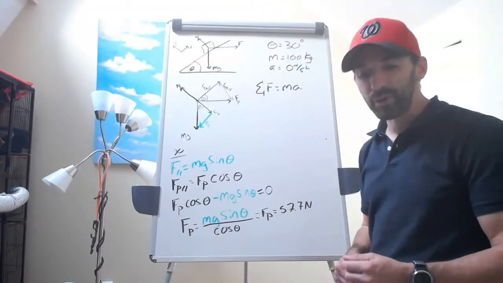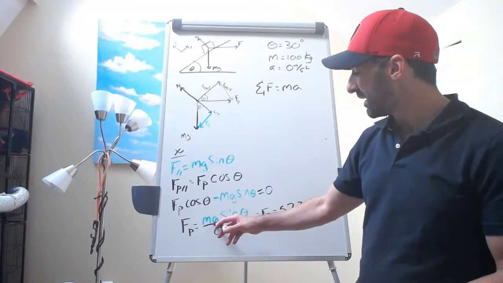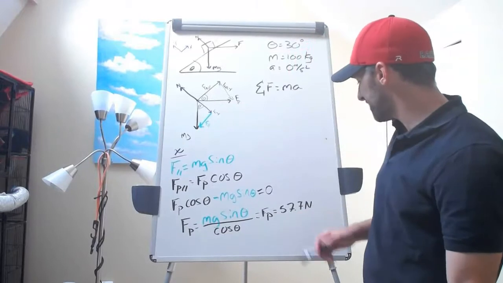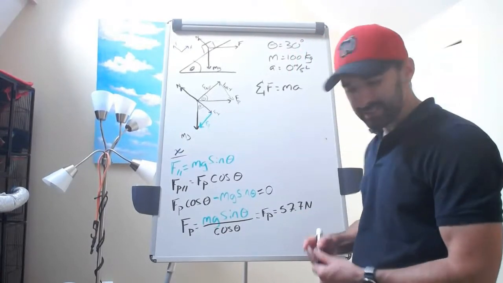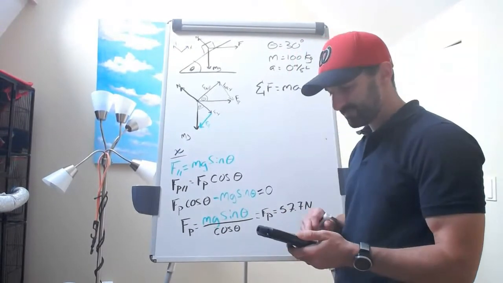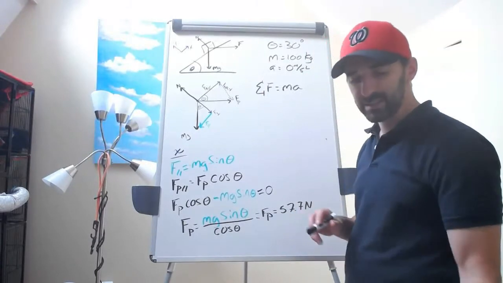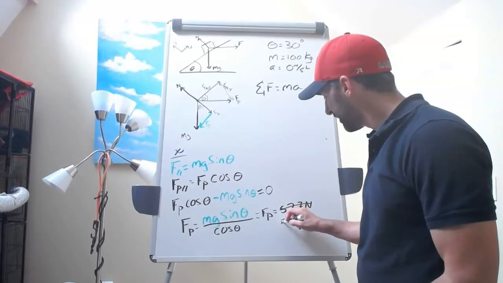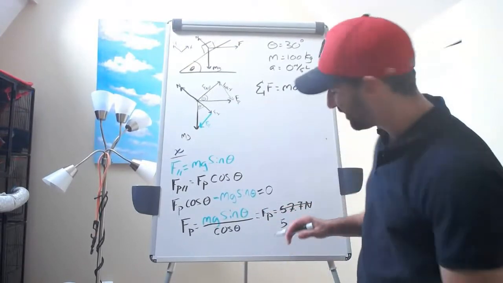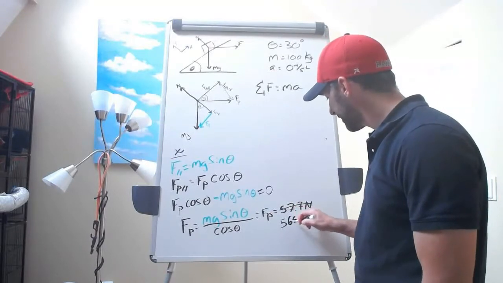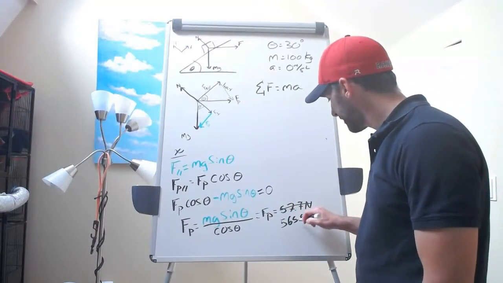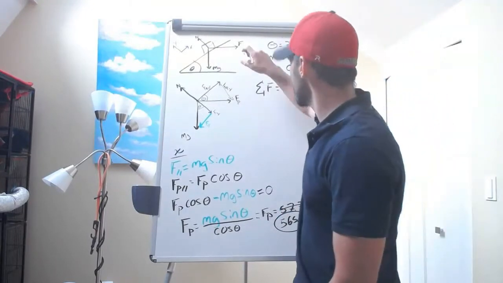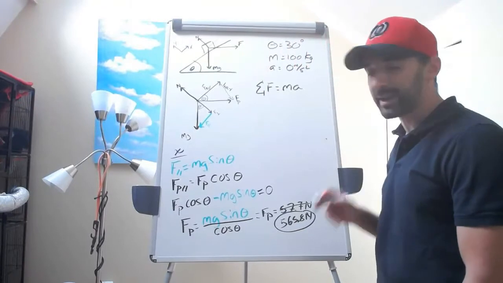Wrong answer. Don't do what I just did. I didn't multiply by 9.8. Again, in our class, we can actually use 10. That 57.7 was incorrect. Do this one more time. That looks a little better. That is a force of 565.8. So this F push is 565.8 newtons.